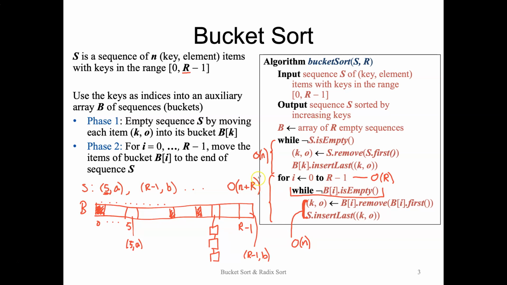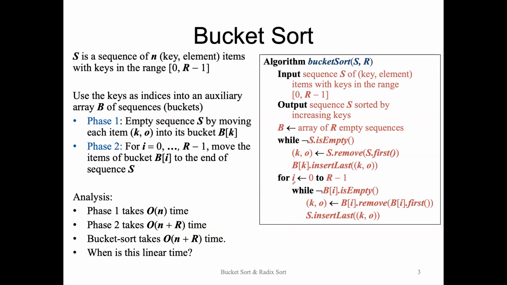So the main idea behind bucket sort: first, we scan through the original sequence and one by one place each item with key k into the bucket at index k. And then we scan through the array from index 0 to r minus 1, and one by one take all elements in that bucket and put them into the end of our now sorted sequence. So our total running time now is big O of n plus r.